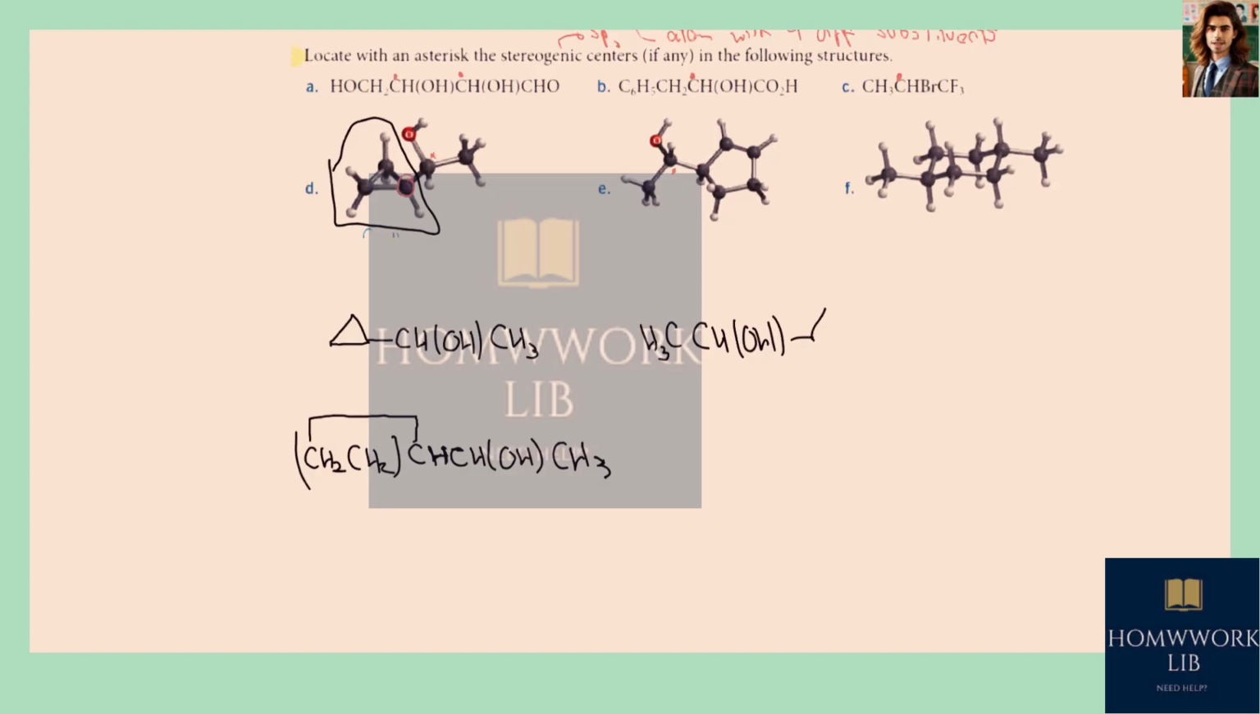cyclopentane. And compound F would be CH3, the cyclohexane, CH3. And with that, it would be all.